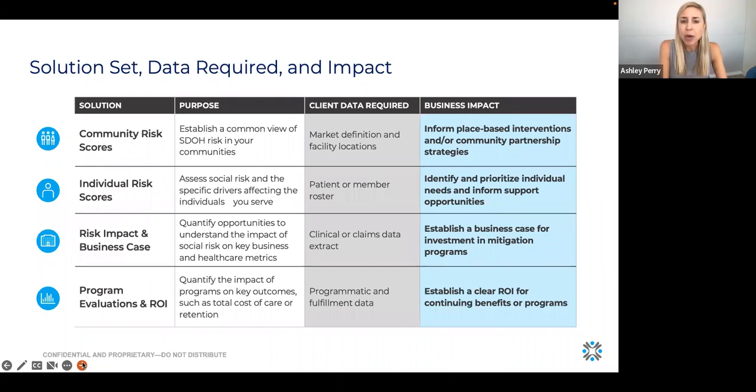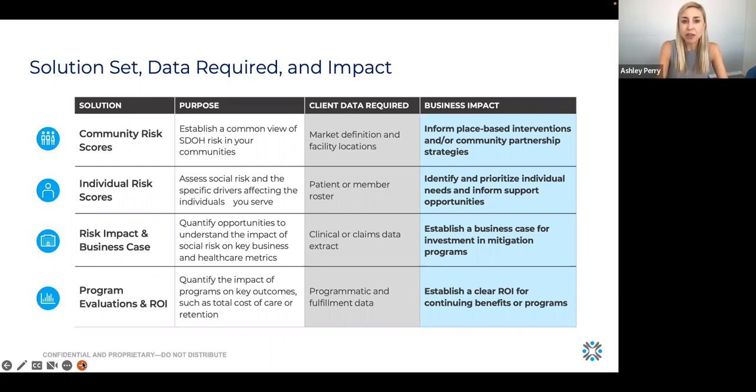To that end, I wanted to spend just a minute talking about the data component of this, because this is a common question that we get, as we think across the different types of social risk data and analytics support that we can provide for your team does require differing levels of data from your end. So I'm going to start at the top here.